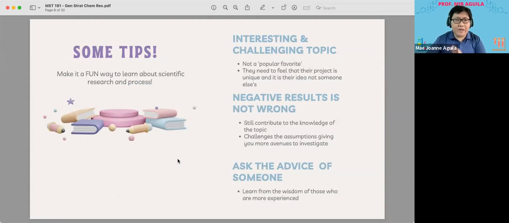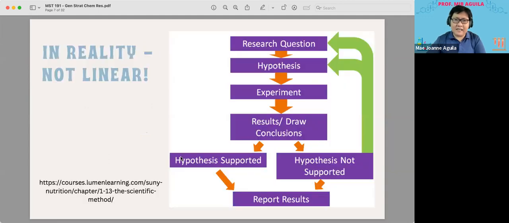So some tips in this scientific method, okay, although in general, it is not really as stringent in the step as like this, particularly if you do say your thesis, okay, or your special problem, but generally you'll be generating questions, generating possible answers to the question, experimentation, gathering results, drawing conclusions, and then reporting.